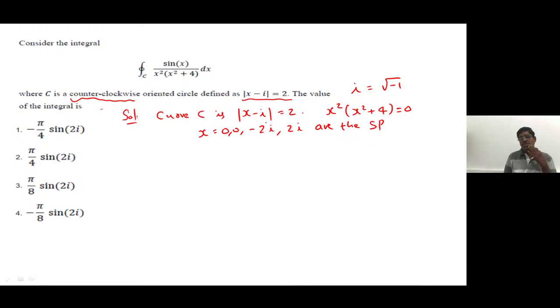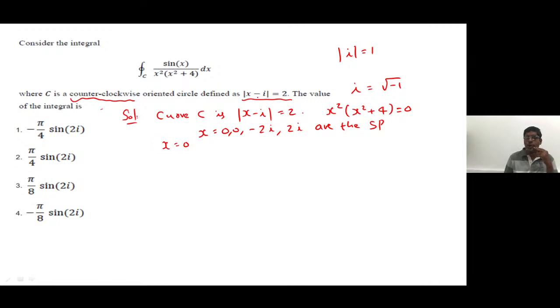So substitute each singular point in the above curve equation. You will be getting left side and right side some values. When the left side value is less than the right side value, such a singular point lies inside the curve. When the left side value is greater than the right side value, such a singular point lies outside the curve. For example, first x value 0: 0 minus i, mod minus i value is 1, because mod i value is 1. So 1 is less than 2. So x is equal to 0 lies inside.